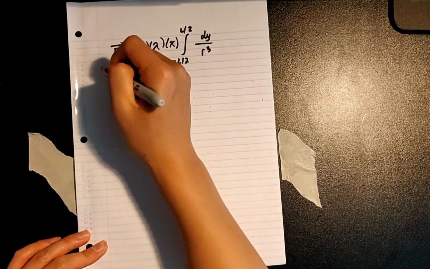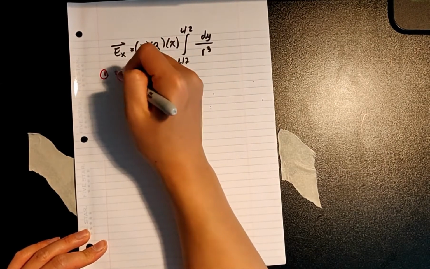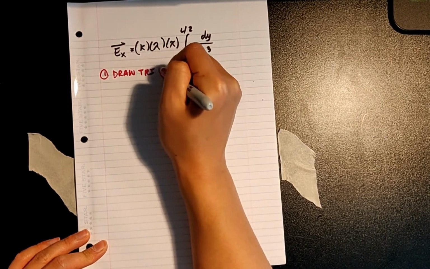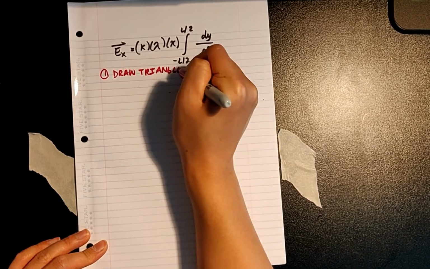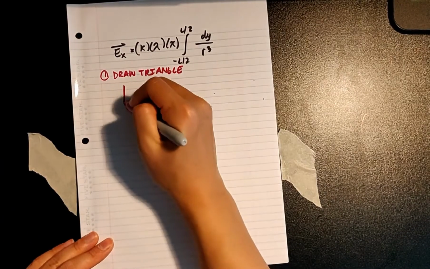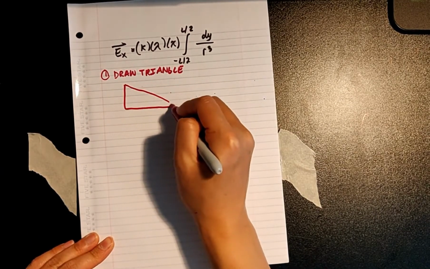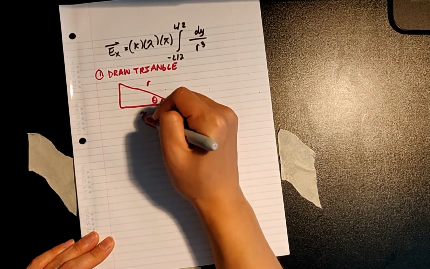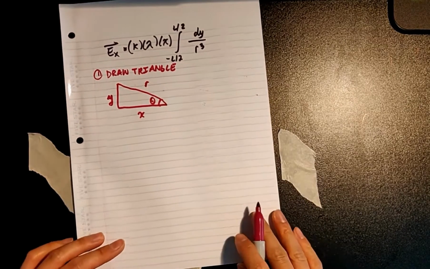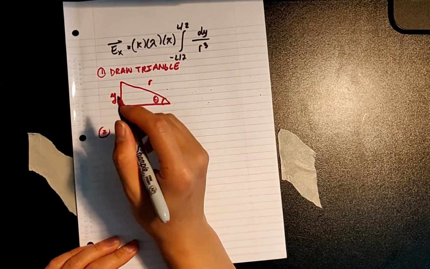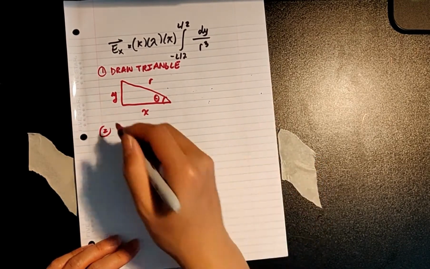Well, first, the way I like doing it is drawing the triangle that we are using. I am just going to redraw this triangle right here. So the triangle looks like this: theta, r, x, and y. And now the second thing is to relate the variable with our constant.